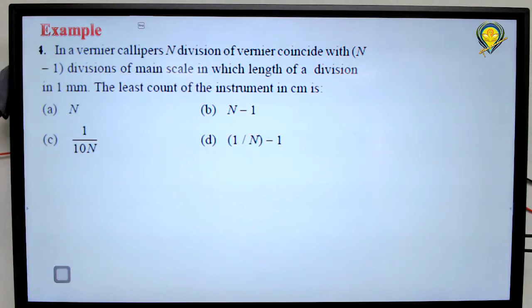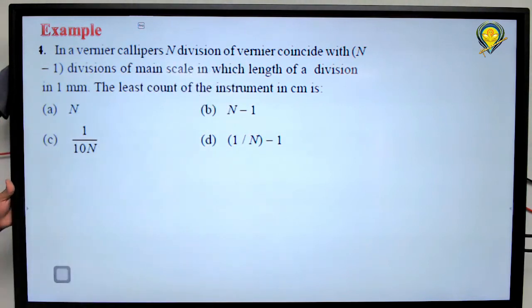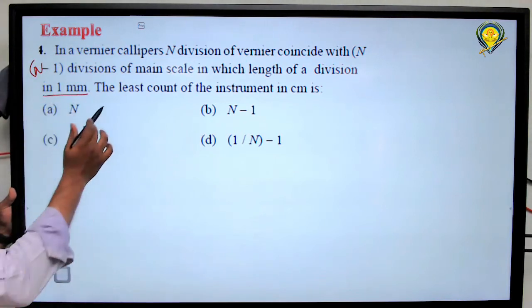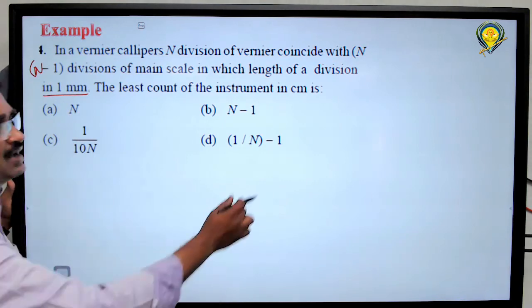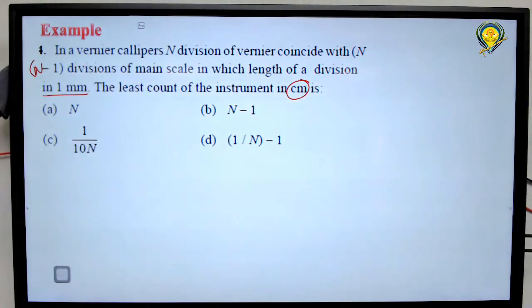In a vernier calipers, n divisions of the vernier coincide with n minus 1 divisions of the main scale. The length of one main scale division is 1 mm. Then what is the least count of the instrument? We need to identify the least count in terms of centimeter. One by 10 mm.